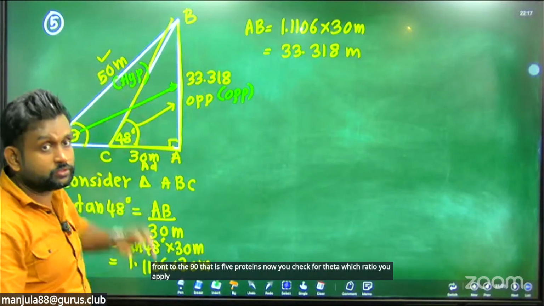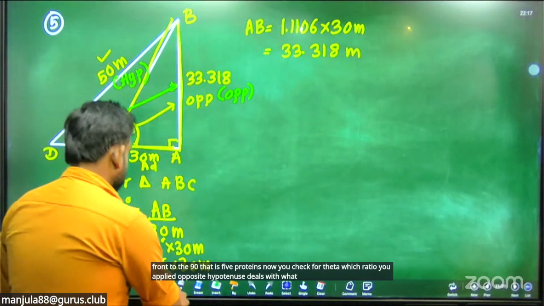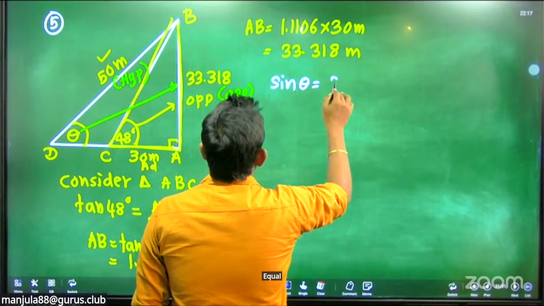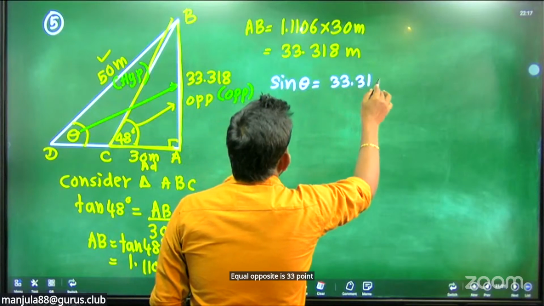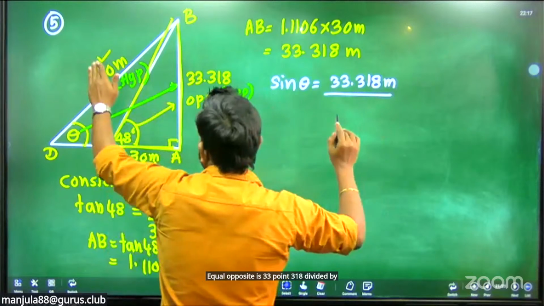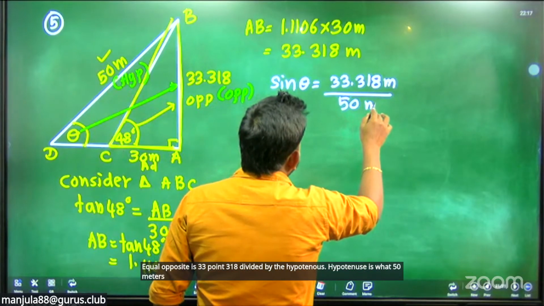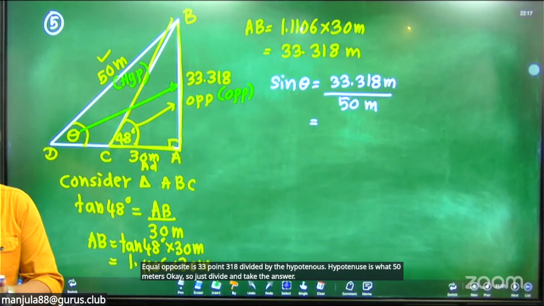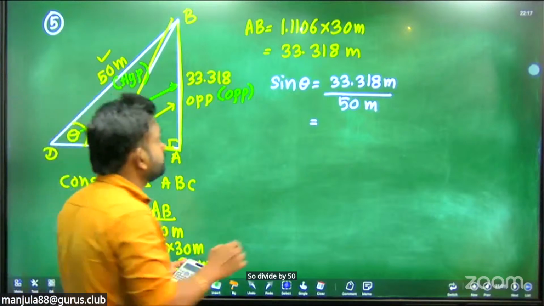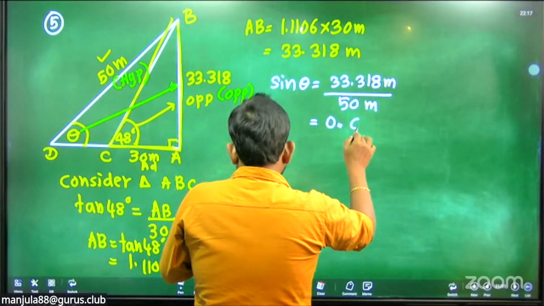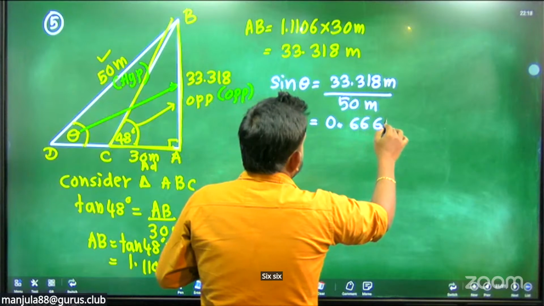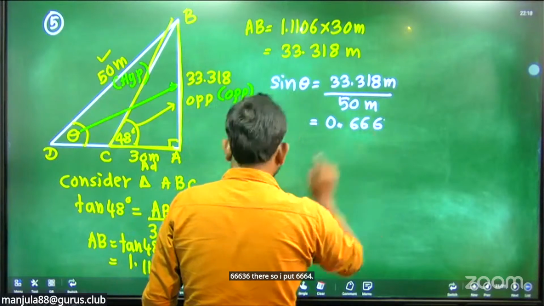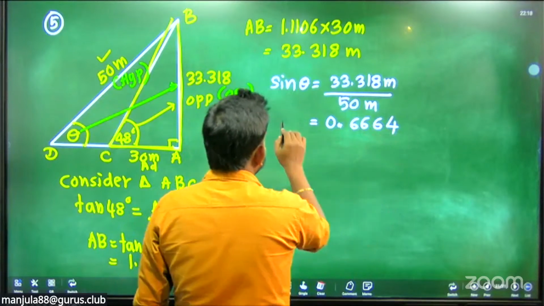Now you check for theta which ratio you apply. Opposite and hypotenuse deal with sine theta. Then you apply sine theta equals opposite, 33.318, divided by the hypotenuse, which is 50 meters. So just divide by 50 and that gives you 0.6664. So that is sine theta.